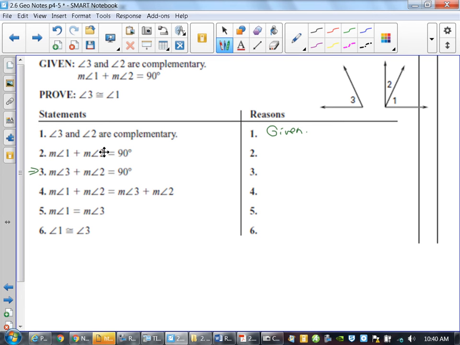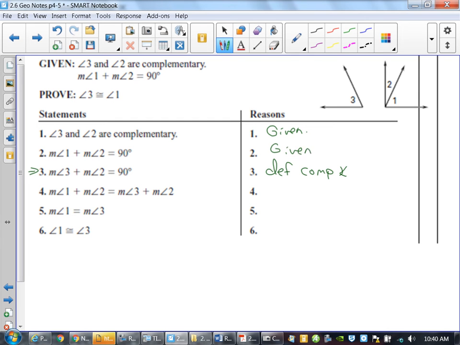Why do 3 and 2 add up to equal 90? What's the reason though on your sheet? What does it say? Definition. When we start to do proofs on our own, this is one of those examples where I would ask you to utilize everything you can from that first given statement prior to going on. I know I've got complementary angles. What are they? 3 and 2. So that means 3 and 2 have to add up to 90. I just have to skip that second step that they have here. Because what is that second step according to this? Given. It was given.